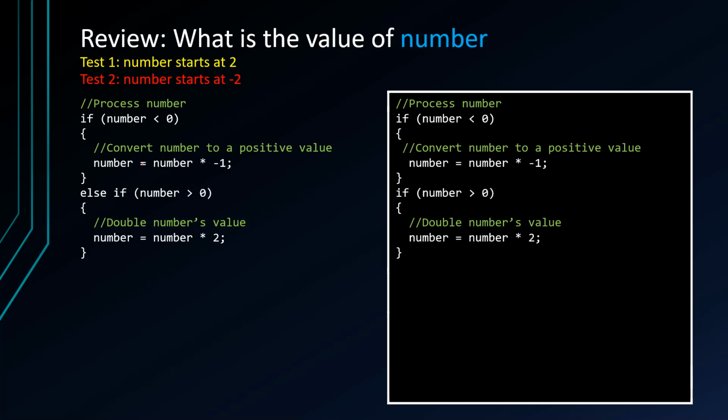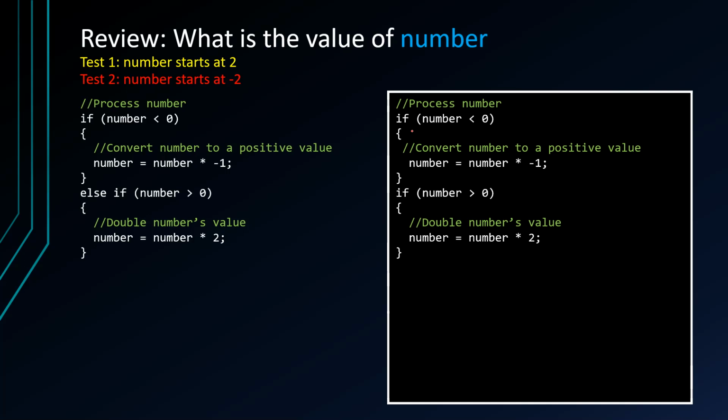Well, look at the difference here. In this case, we're saying if, else if. And the rule for an if, else if is that it only ever executes one of these. If it goes in the first one, it's going to skip the second one. If it goes in the second one, it already skipped the first one. But over here, we have two separate if statements. So no matter what, it's always going to test them both.